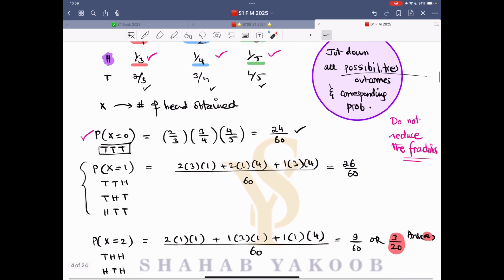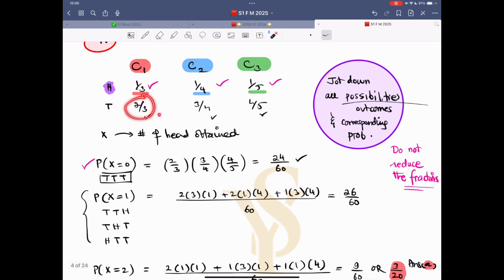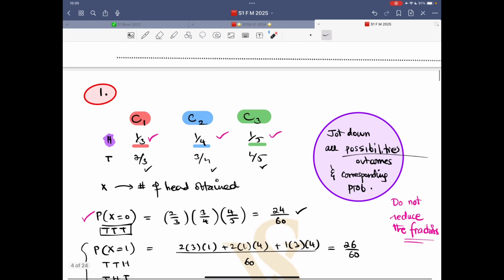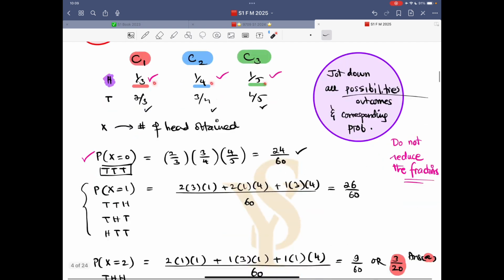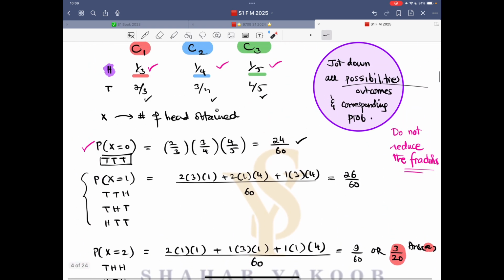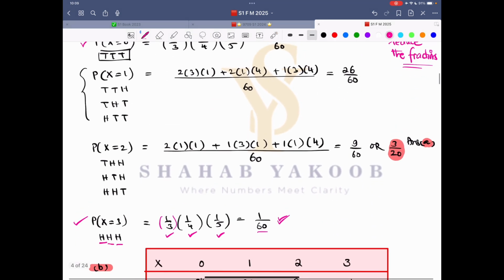Now when it's about tail, head, head, tail from here, and then head and head from here. Therefore this is 2/3, 1/4, 1/5. What I have done is that I have multiplied the 5 and the 3 and the 4 and the 5, and I have written it collectively as 60. So this is for tail, head, head. Let me write over here: this is tail, and this is head, and this is head.